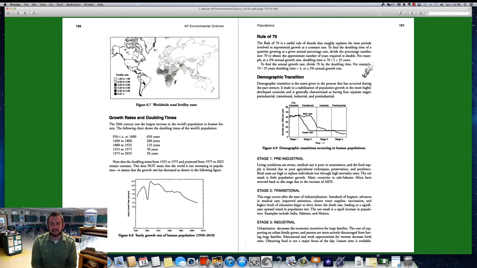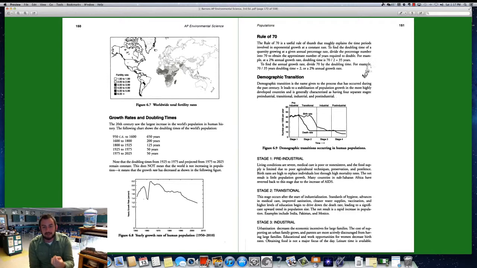All right, let's take a look at demographic transition. We spent some time on this in my class, taking a look at the different stages of how our population has changed due to how we've grown and developed with our culture. The demographic transition occurring in human populations is the same for all countries, but the U.S. is a pretty good example of looking at all these together. Stage 1, pre-industrial. Living conditions are severe. Medical care is poor, non-existent.